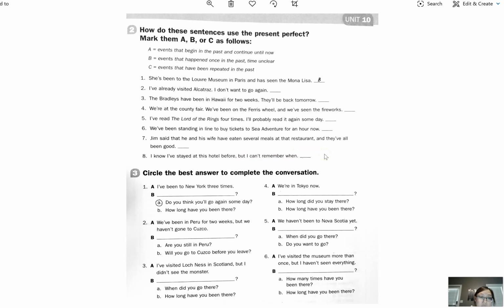Okay. Now let's take a look at exercise 3. Circle the best answer to complete the conversation. I'll give you some time to do this activity, so you can pause the video and continue when you're finished.